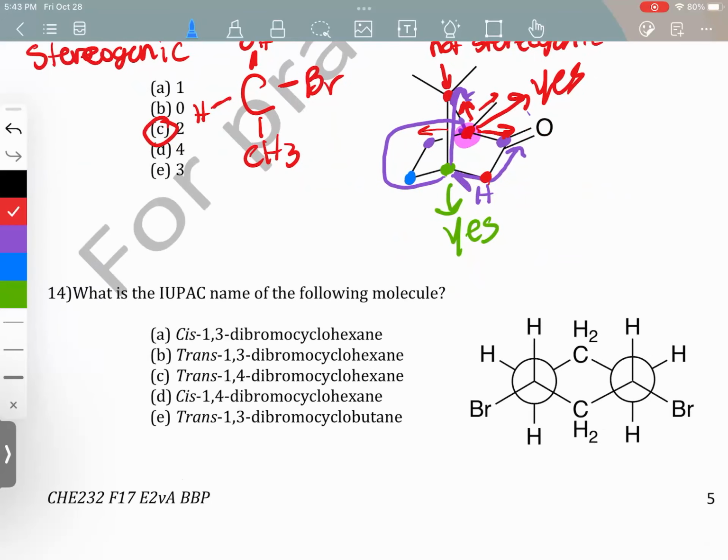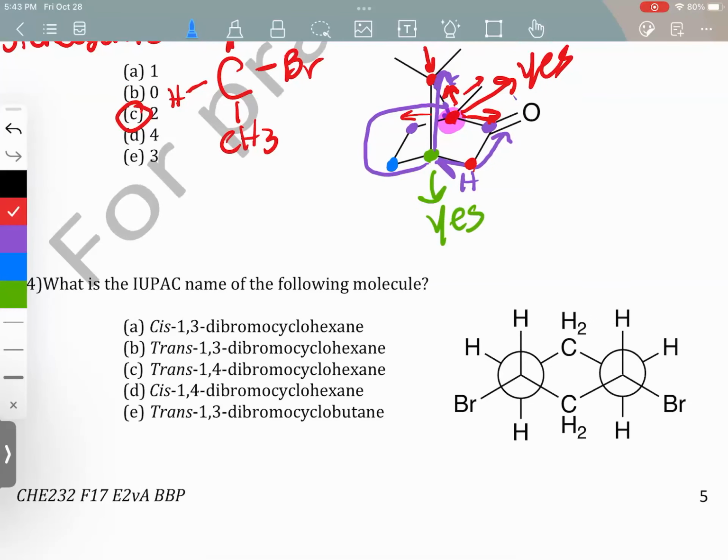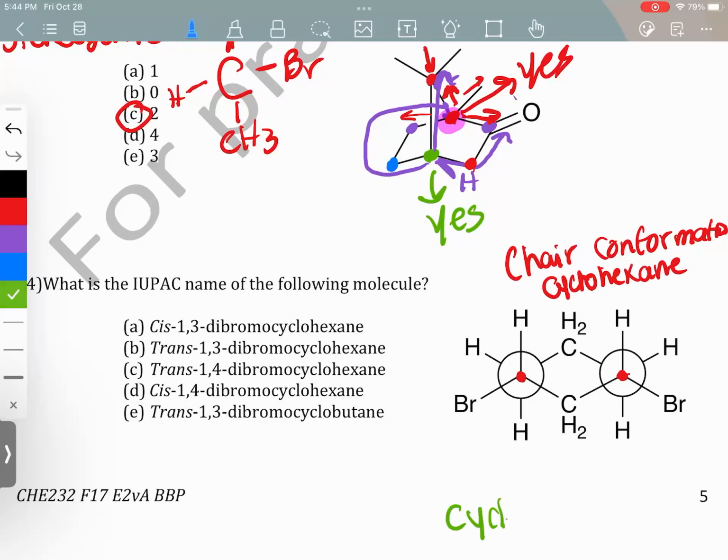So, what is the IUPAC name of the following molecule? You have a Newman projection here. What is this Newman projection representing? A chair conformation. Now, how many carbons are connected in this ring? Remember, these are carbons. 1, 2, 3, 4, 5, 6. So we're looking at a cyclohexane. So cyclohexane is the last part of this naming.